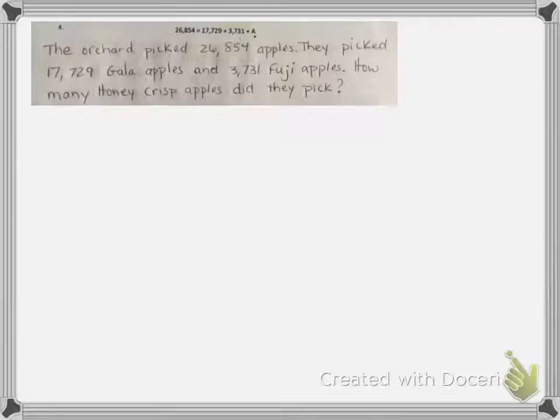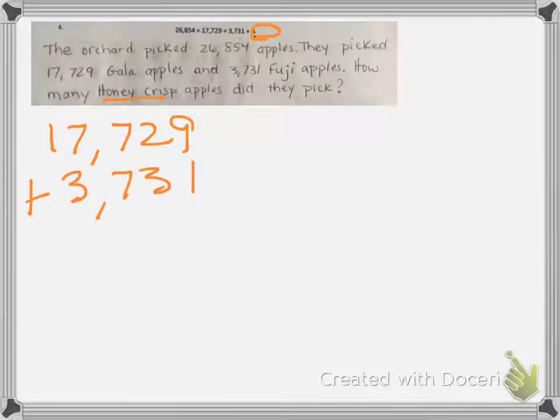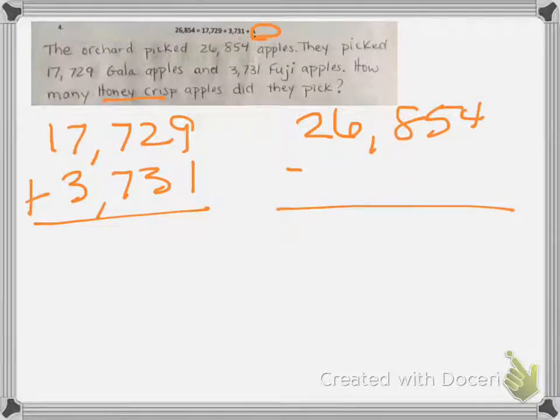Okay, so we need to find a missing part. We need to find that A. How many Honeycrisp they did. Okay, so first we're going to add our 2 parts together. 17,729 plus 3,731. That's our first step. Okay, once we get that number, we need to subtract it from 26,854. Okay, to find what that missing part is.